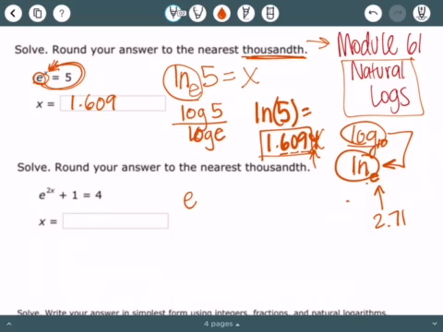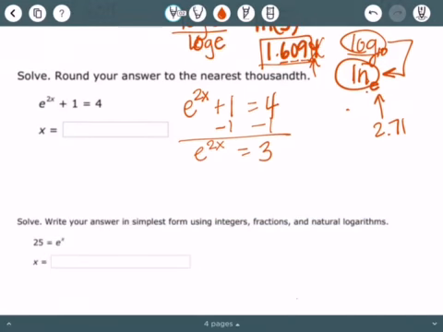All right, let's try a second one. So we have here e to the 2x plus 1 equals 4. I want to get this e by itself, so I'm going to subtract that 1 right away. I get e to the 2x equals 3. I see that I have e here, so I'm going to use my natural log. So I'm going to start here with my natural log of e, wrap around that 3, and it's going to be equal to 2x.